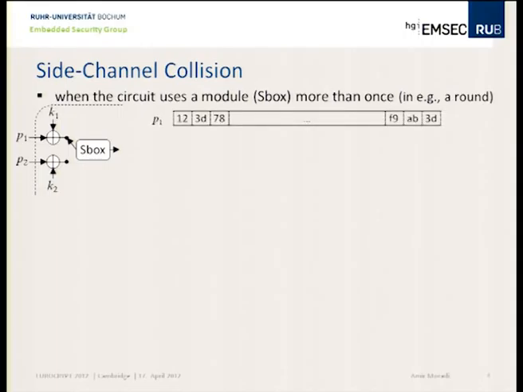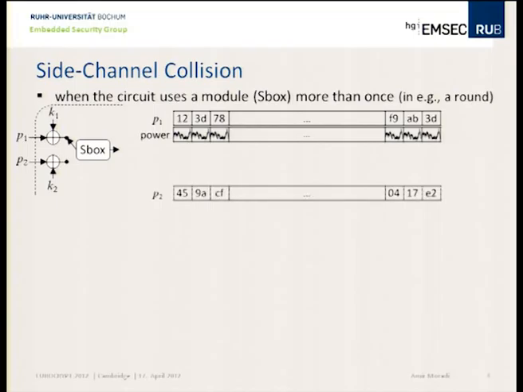The way that we perform the collision attack is this: we measure the power consumption, or collect the power traces, for every one of these plaintext bytes that we have. And we do the same for another one. For every plaintext byte value, we have a corresponding power consumption trace. And then we try arbitrarily to check which of these two traces are the same.